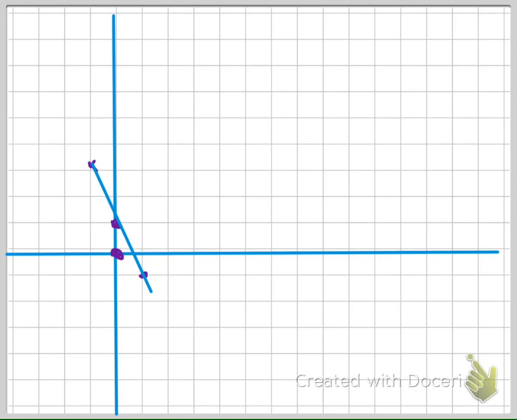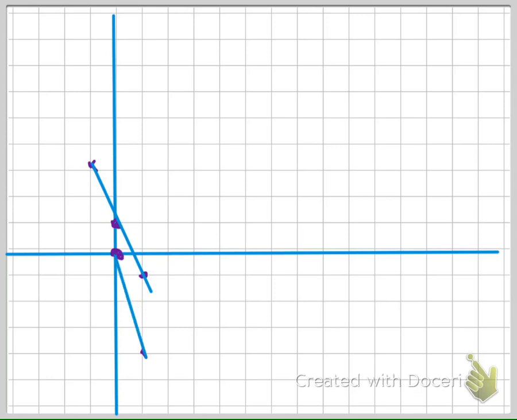Now the slope is negative 4, but I write it as a fraction, negative 4 over 1. And it's telling me to go down 4 and over 1 from the y-intercept. 1, 2, 3, 4, and over 1. Now, I'm going to show you what you should do here.